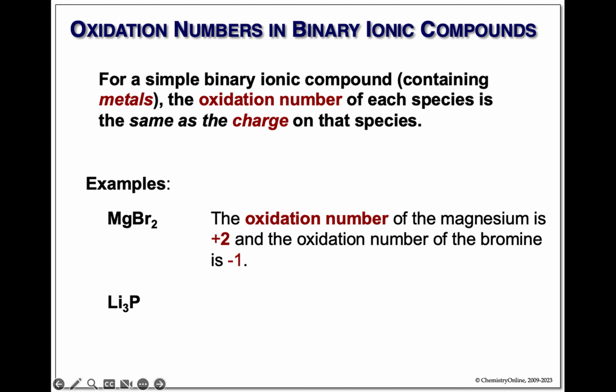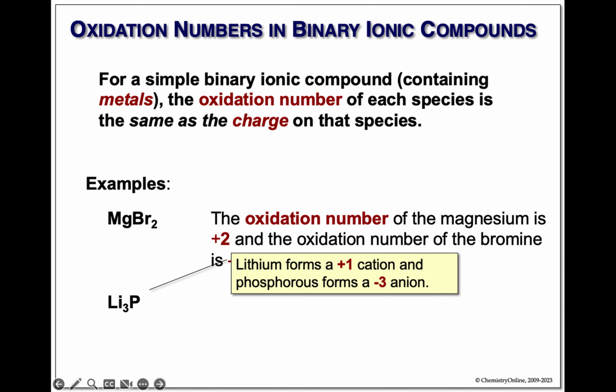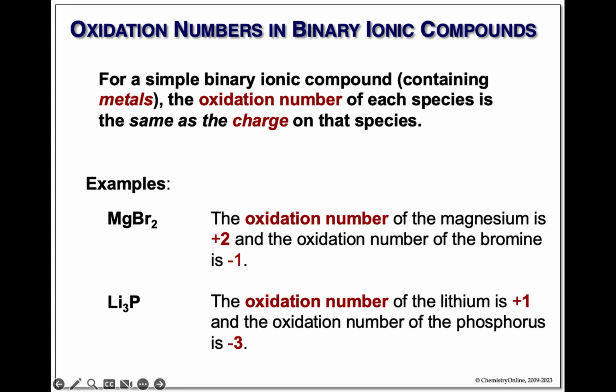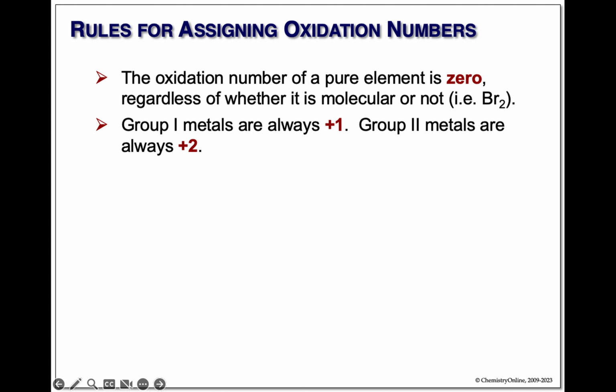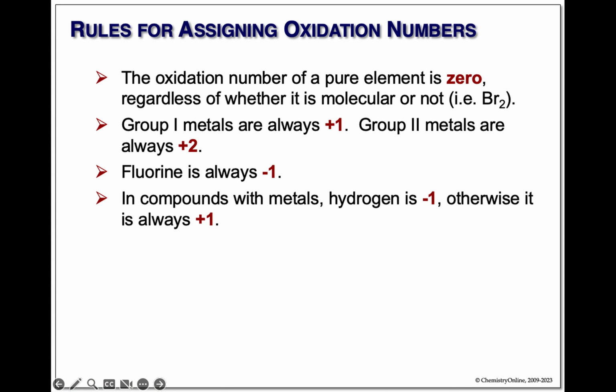Lithium phosphide. Lithium, group 1, +1. Phosphorus -3. Oxidation numbers are the same thing. So elements are 0. Metals are simply the charge. For the other atoms, you need the rules. Rule 1, element is 0. Metals, +1, +2. Fluorine is always going to be -1.